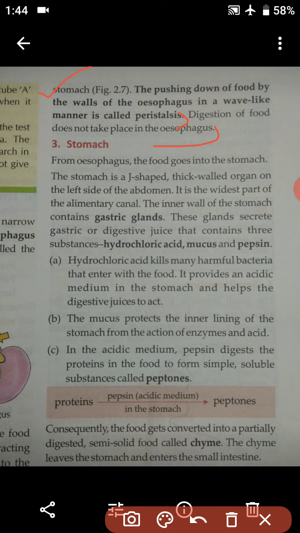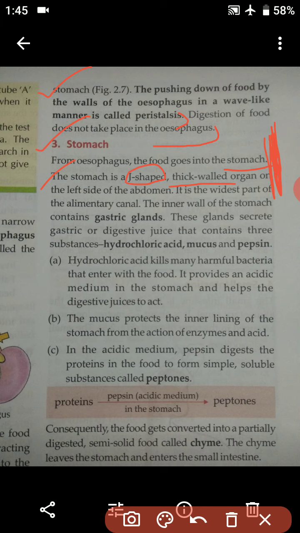Okay students, next is the stomach. From the esophagus the food goes into the stomach. The stomach is a J-shaped thick-walled organ on the left side of the abdomen. So the shape of the stomach is J-shaped and it is a very thick-walled organ, which means the wall of the stomach is very thick, and it is present on the left side of the abdomen.